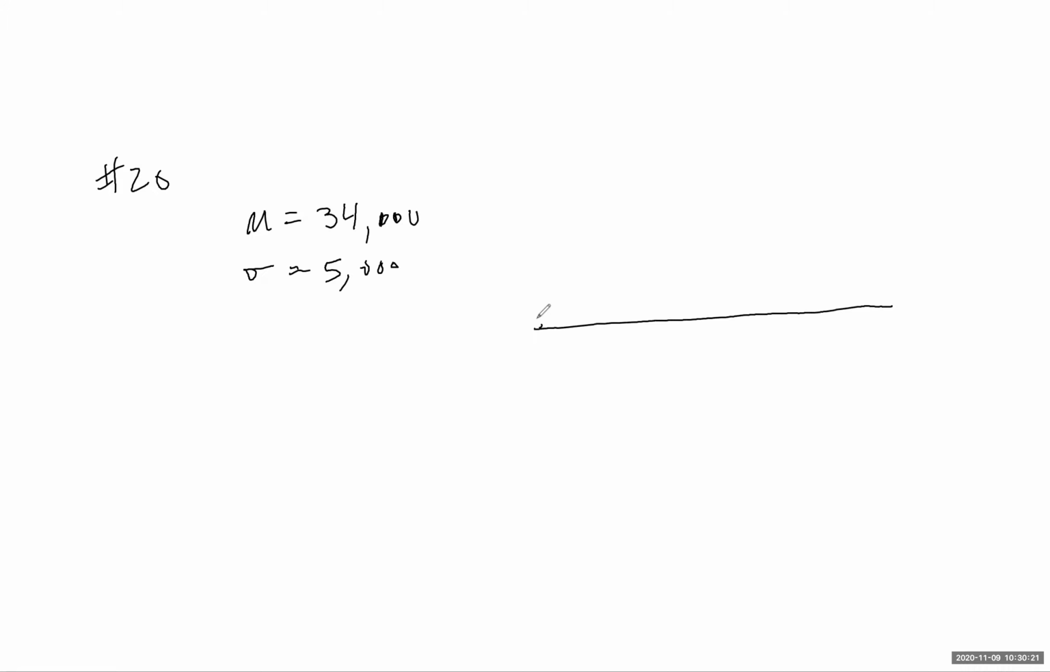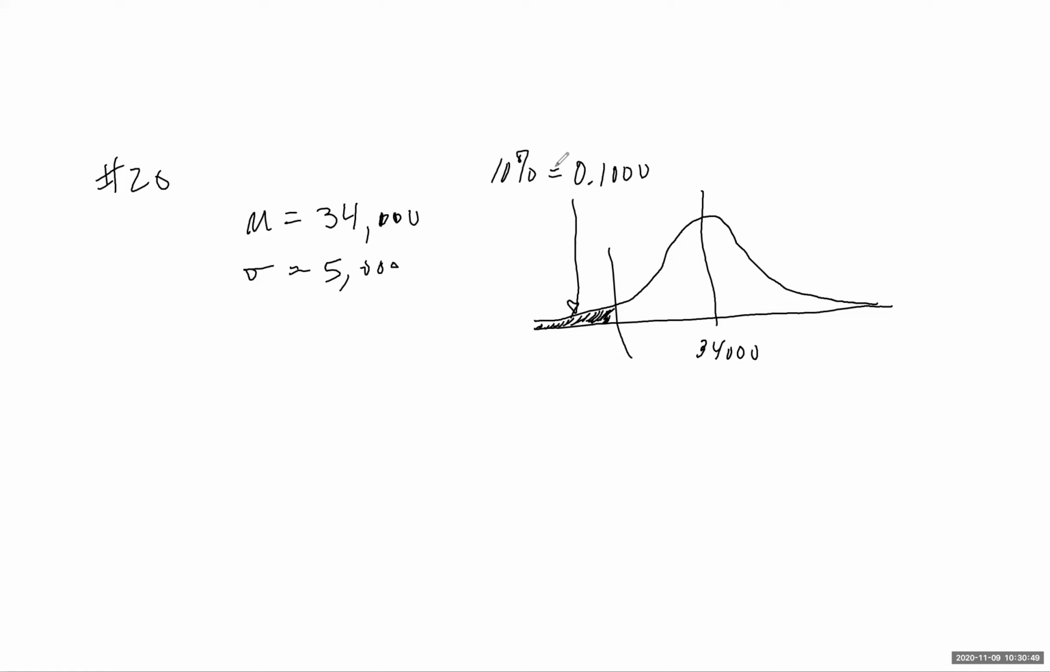So this is a good example of using our chart backwards. Here's 34,000. They want to know the bottom 10%. What is the X value that corresponds to the bottom 10%? So we're looking for this area right here. The bottom 10%, as a decimal, is this. That would give us the bottom 10% right there. And we want to know what X value corresponds with an area of 0.1000.